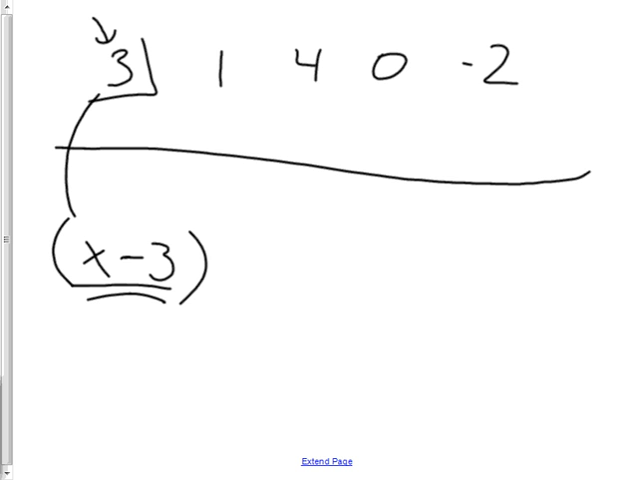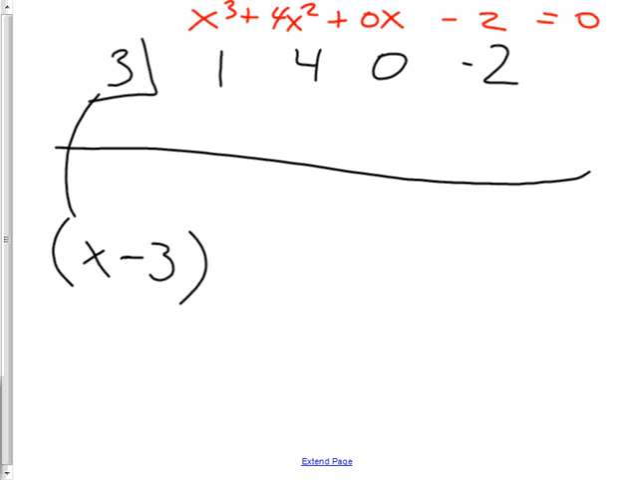All right. So now, I want to go back for a second. The original problem, I think we just figured out, was going to be x to the third plus 4x squared plus 0 x's, we just throw that in as a placeholder, minus 2. If I set this equal to 0, that's to find the zeros, the roots, the x-intercepts, okay?